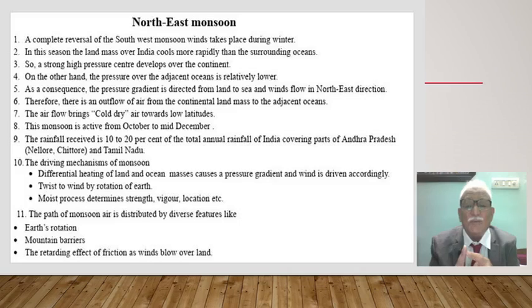Earlier, in the southwest monsoon, it was sea to land. Here, in the northeast monsoon, the gradient is directed from land to sea. That's why in the northeast direction there is an outflow of air from the continental landmass to the adjacent oceans, because these winds are coming from the Himalayas and upper reaches. The airflow brings cold, dry air.